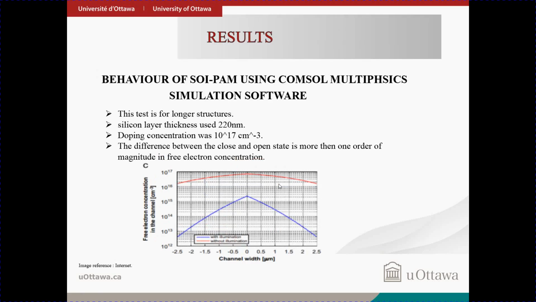And the behavior of SOPM has been measured in another model using the COMSOL Multiphysics simulation process. This test is for longer structures, and the silicon layer thickness used in this experiment is 220 nanometers, as well as the doping concentration. In this, the difference between the closed and open state is more than one order of magnitude in free electron concentration.